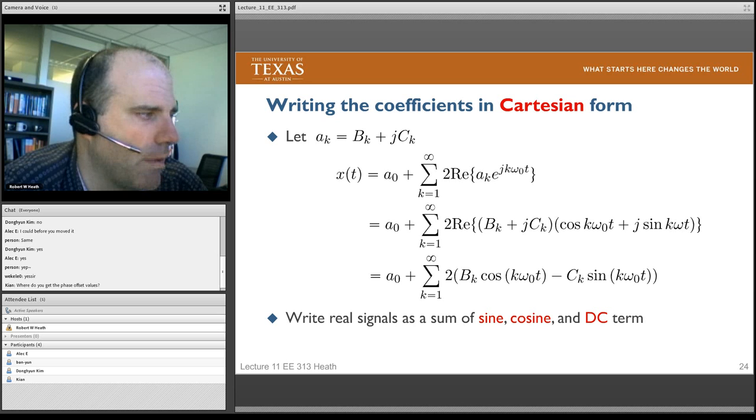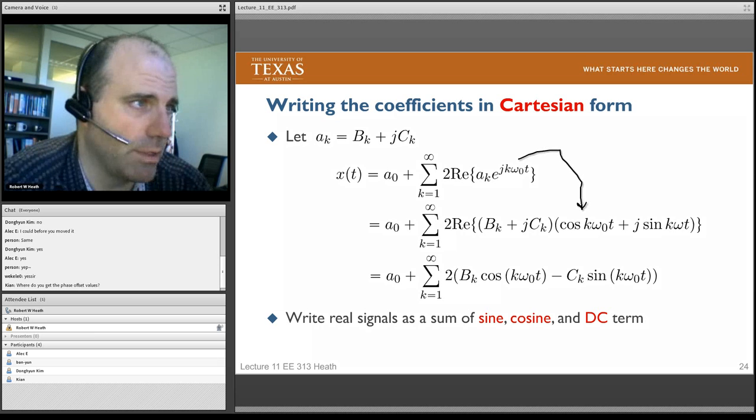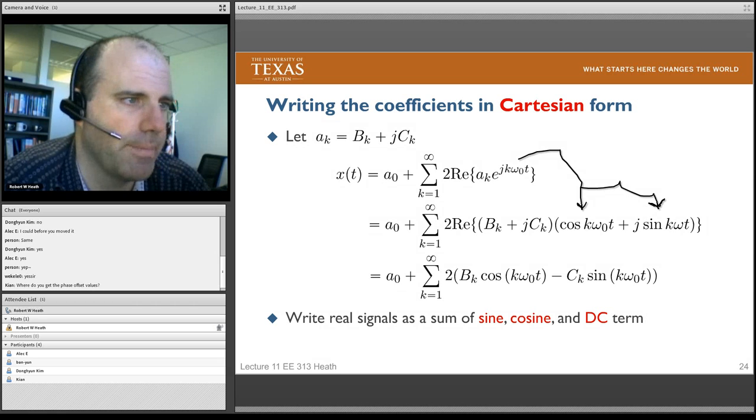Okay. All right. Now, supposing that AK is also a complex number, we rewrite it in Cartesian form as a real part plus j times the imaginary part. We can go through and plug in the same way here. And so we get BK plus jCK times, now we're going to plug in for the complex sinusoid here, cosine plus j sine. This is Euler's identity. And then we have the product of these two complex numbers.